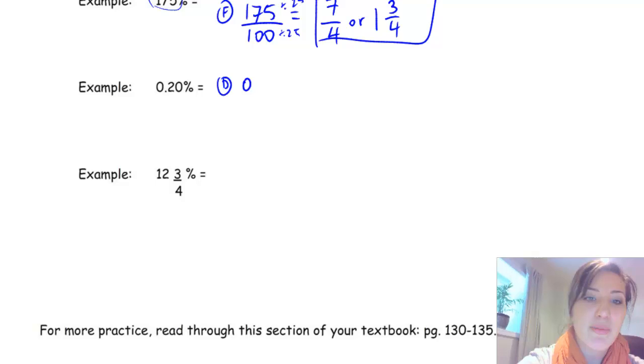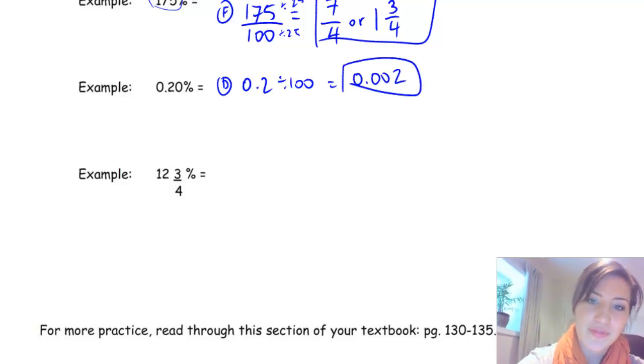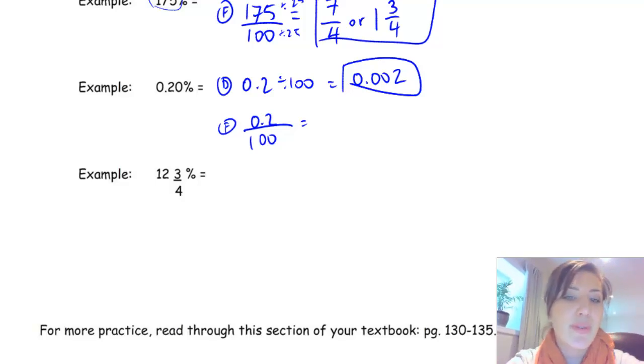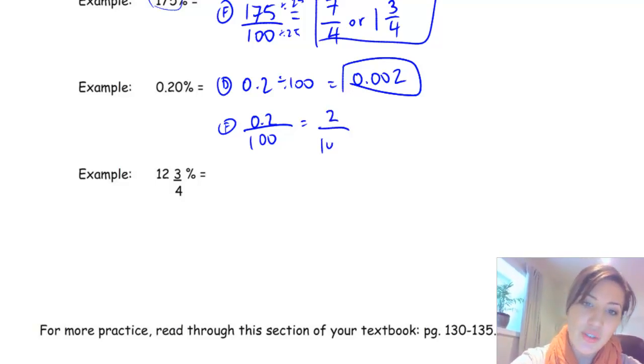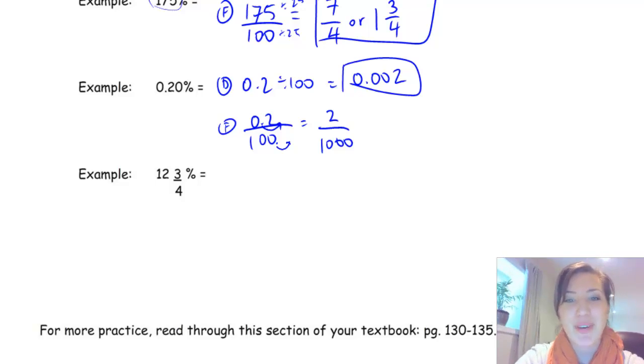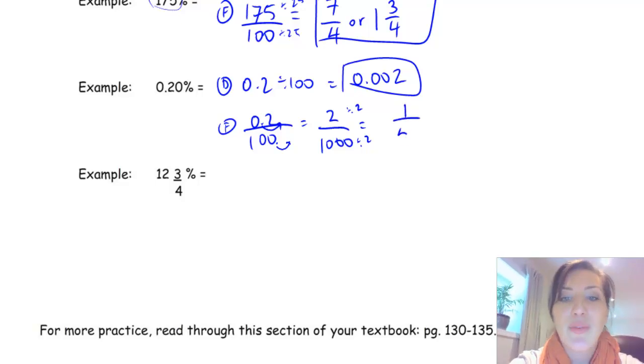0.20% as a decimal, 0.2 divided by 100, because we're going backwards now, gives us 0.002. And then as a fraction, we take that percent and put it over 100, and we can rearrange this so we have 2 over 1,000. Because if we move this decimal place over 1, we can move this invisible decimal place over 1 as well. So can this be reduced? Yeah, they can both be divided by 2, and we get 1 over 500.